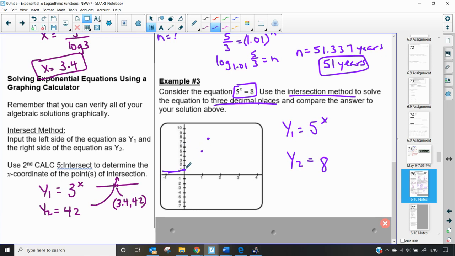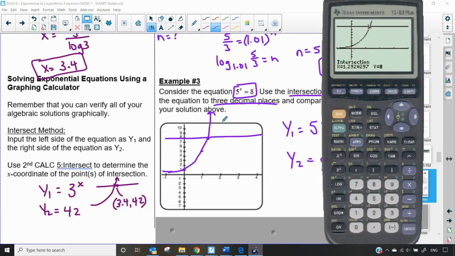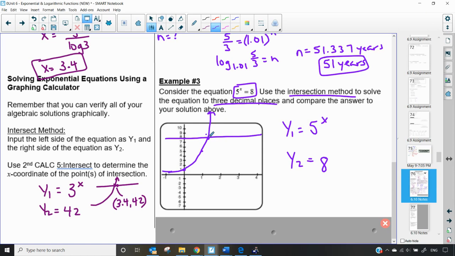So graphing our function, we have this, and we have a line intersecting here. And again, checking that intersection point, it happens at 1.292 and 8. So our intersection point here happens at 1.292, 8. So our solution is x equals 1.292, which is the same as what we had earlier.